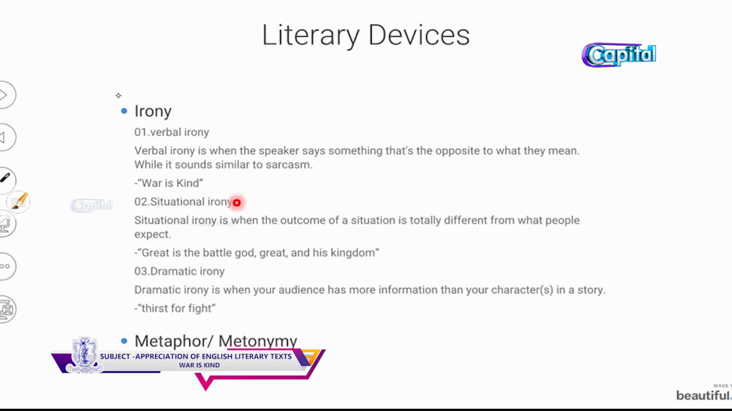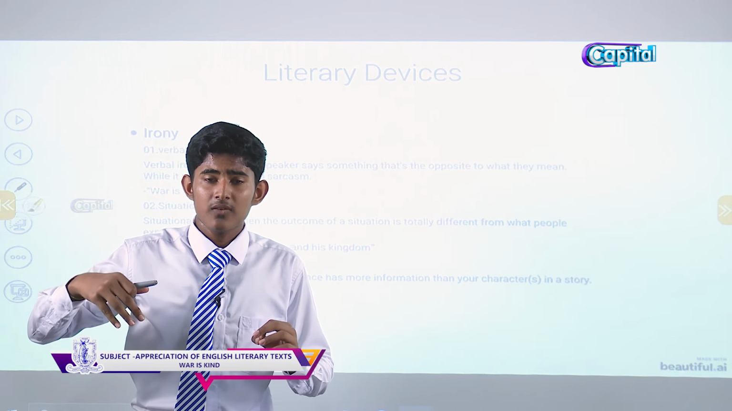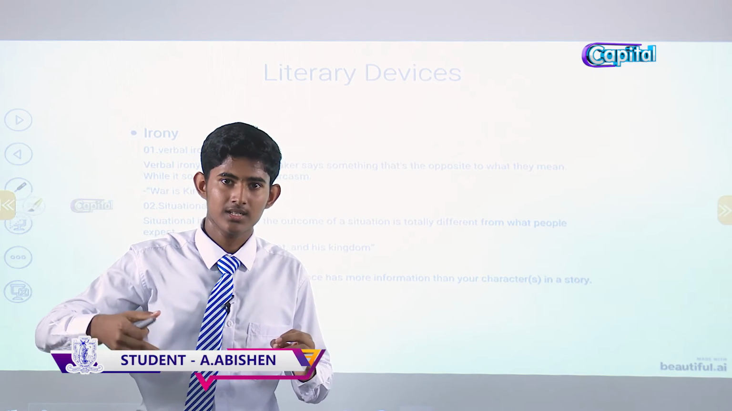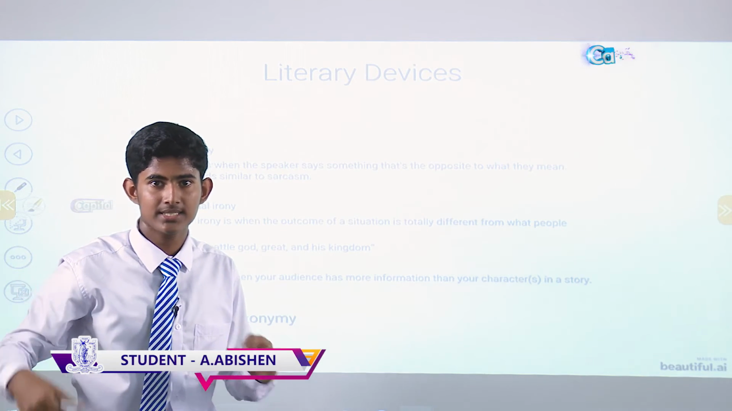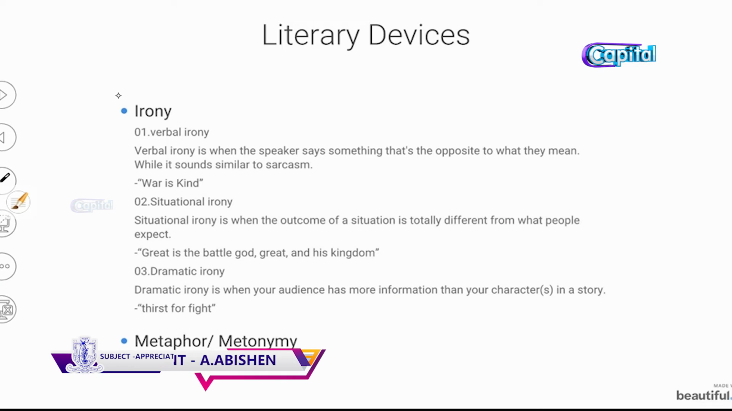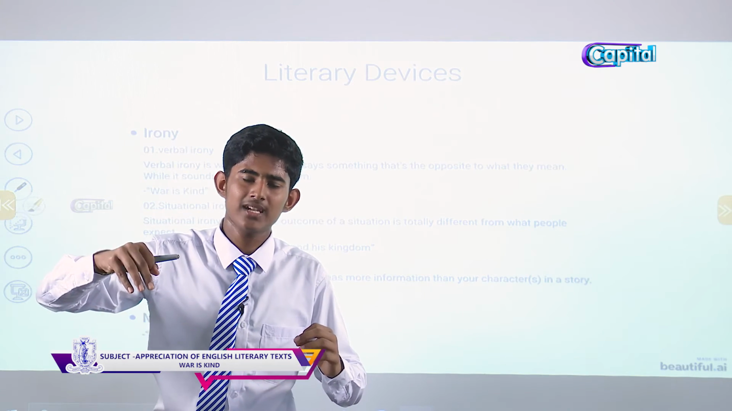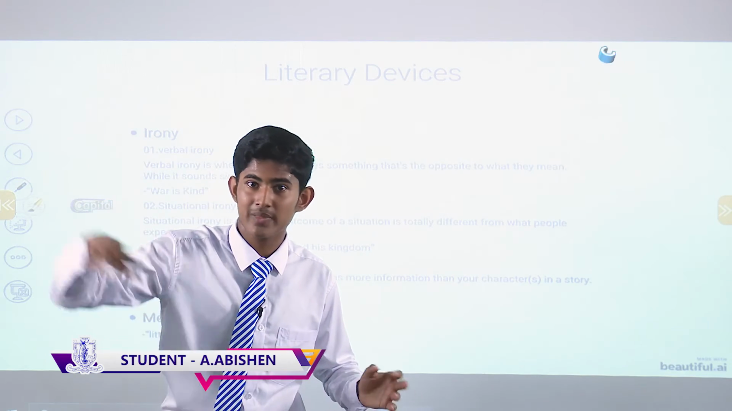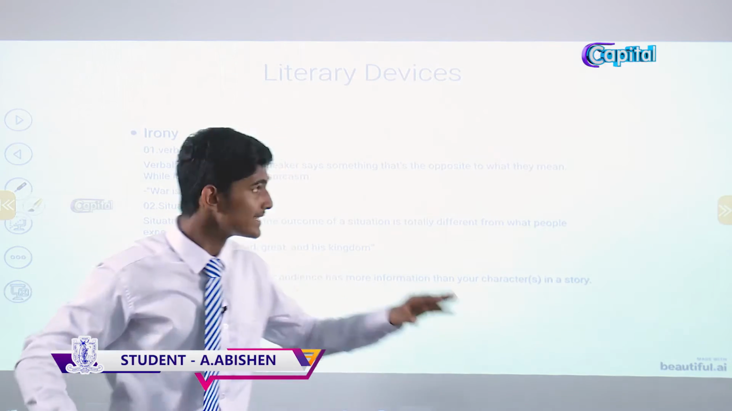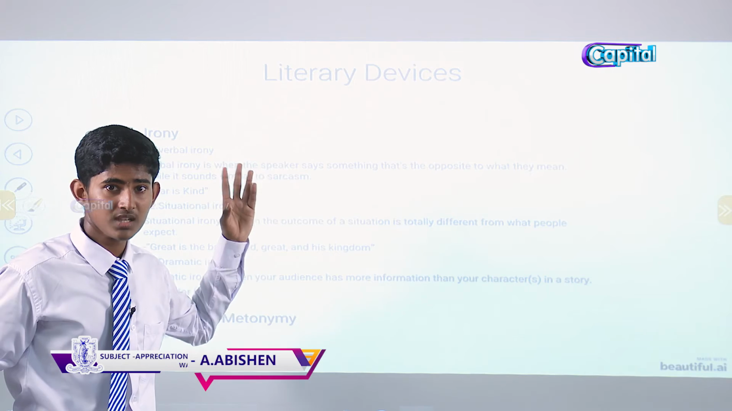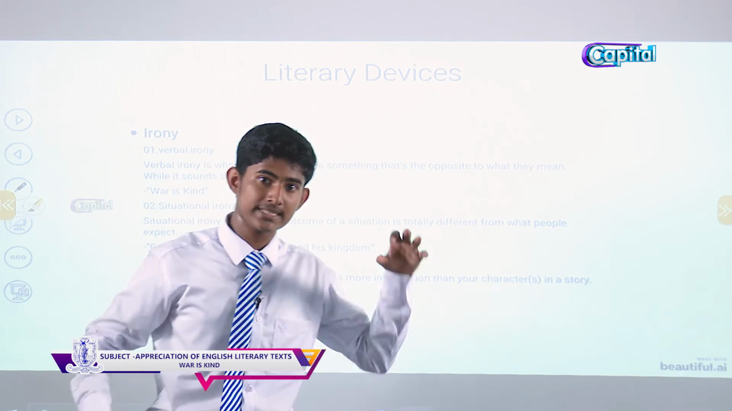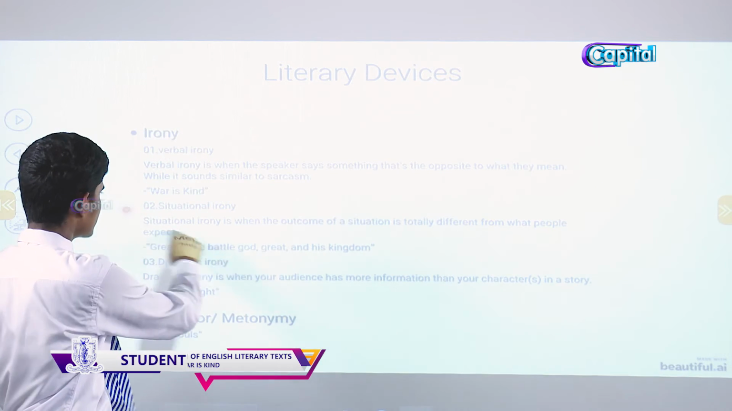Then the situational irony. Then the outcomes of the situations cannot be expected or are in a tragic manner. That's called the situational irony. Great is the battle god, great and his kingdom, because people may think that God is here and he can protect or safeguard humankind from the evil forces. But here the poet is negating the battle god's glorification, because the young man becomes the main meal for his hunger. So here is the situational irony.